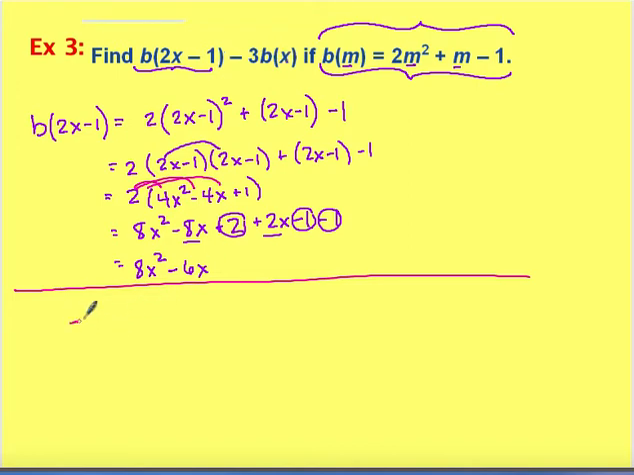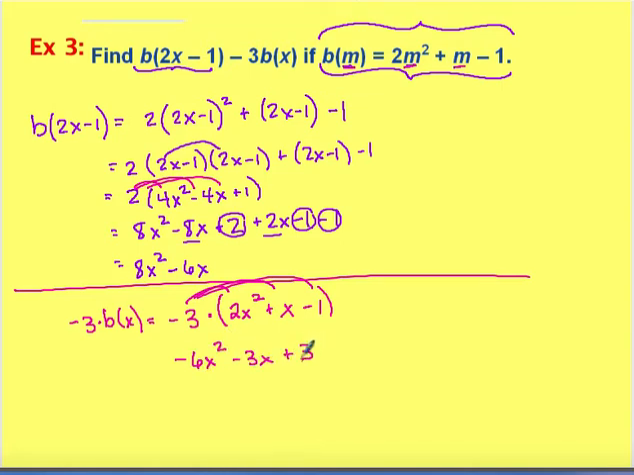So minus 3 times b of x means that I'm going to have to replace x in for all of my m's here and then multiply that by 3. So I'm going to take negative 3 times the polynomial 2x squared plus x, to replace my x in there, minus 1. So I'll distribute that negative 3. That will give me negative 6x squared minus 3x plus 3.